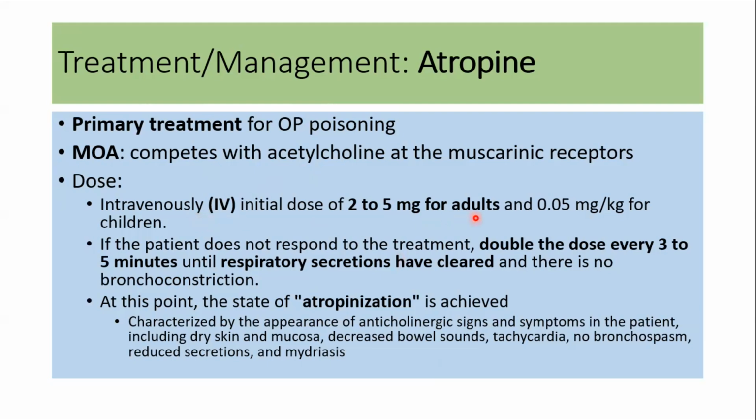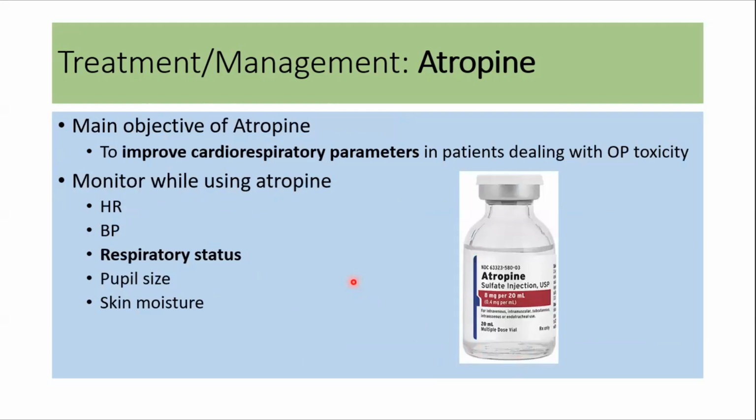And if the patient doesn't respond to the treatment, the dose is doubled every 3 to 5 minutes until the respiratory secretions have cleared and there is no bronchoconstriction. At this point, the state of atropination is achieved, which is characterized by the appearance of anticholinergic signs and symptoms in the patient, including dry skin and mucosa, decreased bowel sounds, tachycardia, no bronchospasm, reduced secretions, and pupil dilatation. So the main objective of using atropine is to improve the cardiorespiratory parameters in patients dealing with OP toxicity.